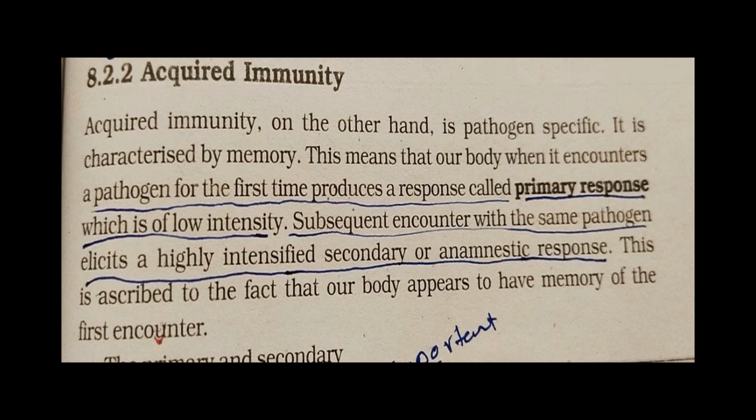Acquired immunity. Acquired immunity, on the other hand, is pathogen-specific. It is characterized by memory. This means that our body, when it encounters a pathogen for the first time, produces a response called the primary response, which is of low intensity. Subsequently, encounter with the same pathogen elicits a highly intensified secondary or anamnestic response. This is ascribed to the fact that our body appears to have memory of the first encounter.